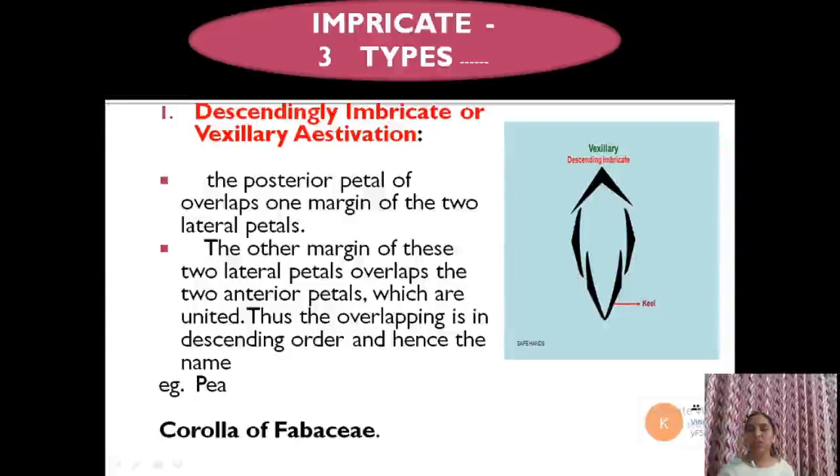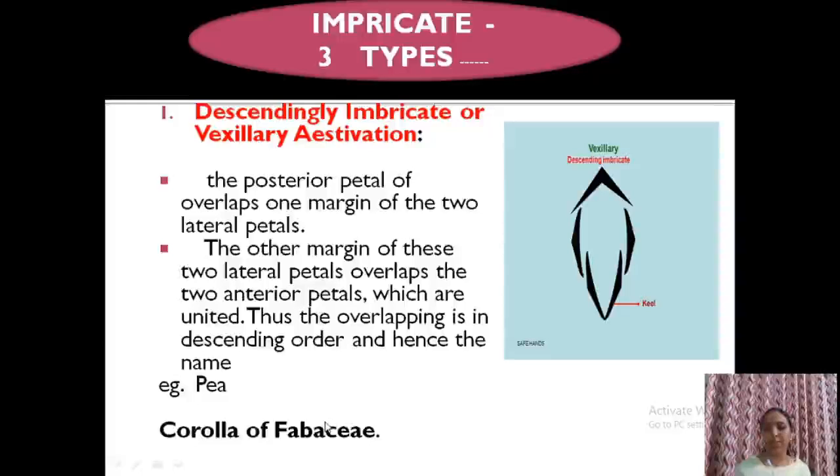Okay. So this is the condition here, and you can see this. This is the keel petal. This is descendingly imbricate, and these are our wing petals. So this posterior petal is the outermost, that is outside. The other two petals are inside, meaning it is overlapped by these two. Again this is overlapped by these two. That condition means descendingly imbricate, coming from larger to small like this.